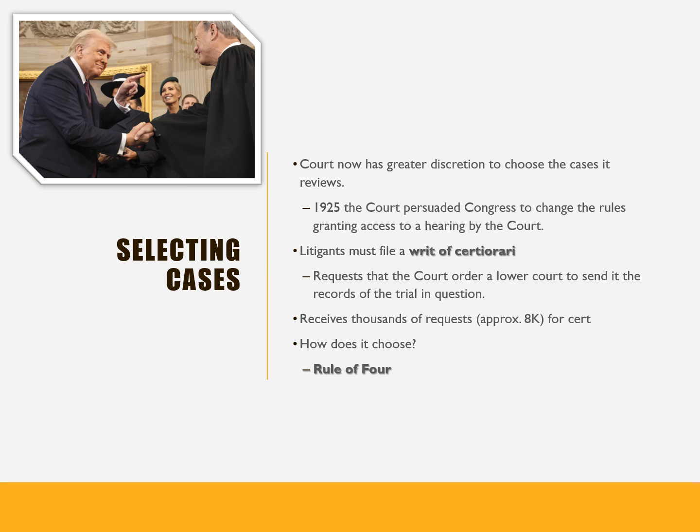The U.S. Supreme Court does not actually consider all 8,000 cases which are appealed to it. The Supreme Court has what's called discretionary jurisdiction. In 1925, the court persuaded Congress to change the rules about granting access to a hearing by the Supreme Court. Now, if you wish to have a case heard by the Supreme Court, you need to file what's called a petition for a writ of certiorari. This is a request that the court order a lower court to send it the records of the trial in question. In practice, it's a petition to get the Supreme Court to consider a case on its own merits. The Supreme Court receives thousands of requests, but it actually only chooses a few. And in order for a case to be considered on its merits, 4 Supreme Court justices need to agree to hear the case.